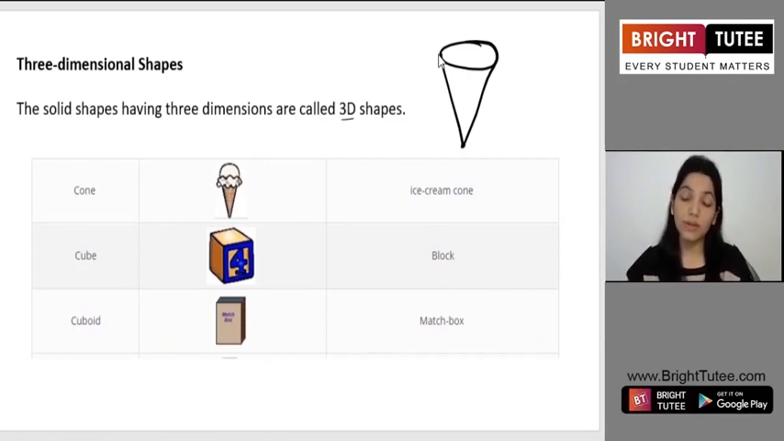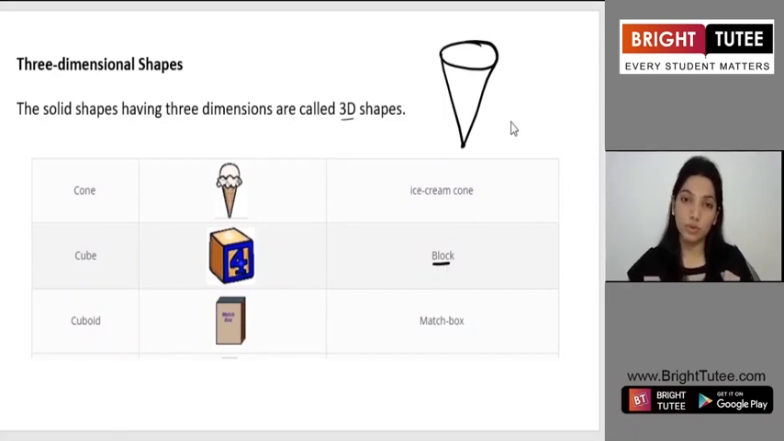Now moving to the next one, it's a cube. You might have seen a cube very commonly while playing Ludo. The dice that you roll is an example of a cube. If you see a block, children play with small blocks. These blocks are in the shape of a cube. So it is a three-dimensional shape.